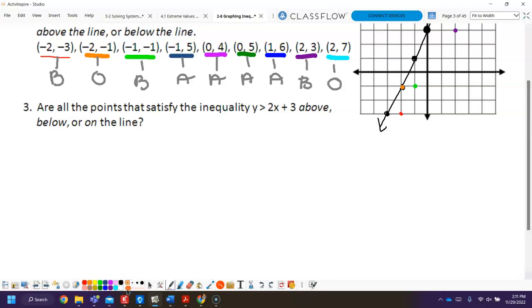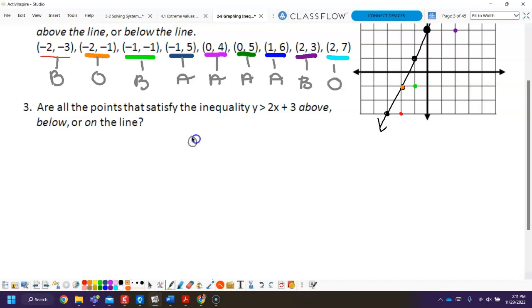Okay? So -2, -1 you said? Okay. And then what other point? 2 and 7. Okay. So let's look and see if that's true. So those 2 points are the points that are on the line, right? They're both labeled as O.